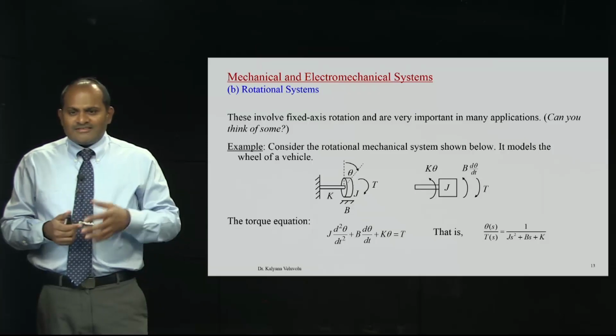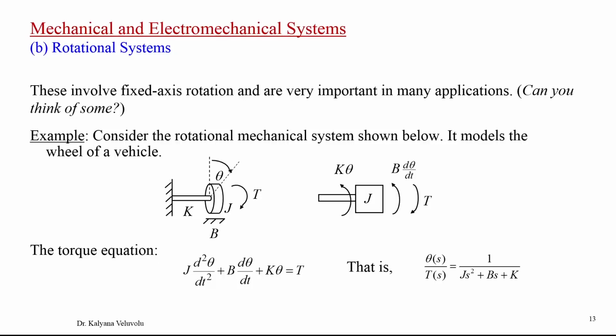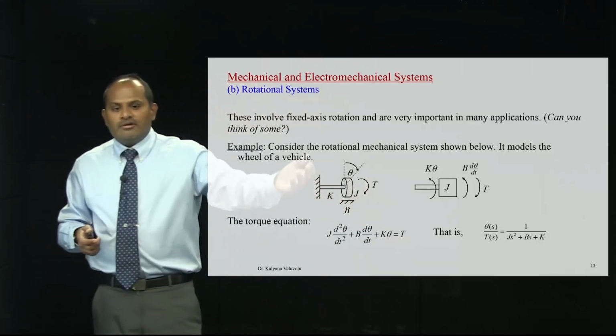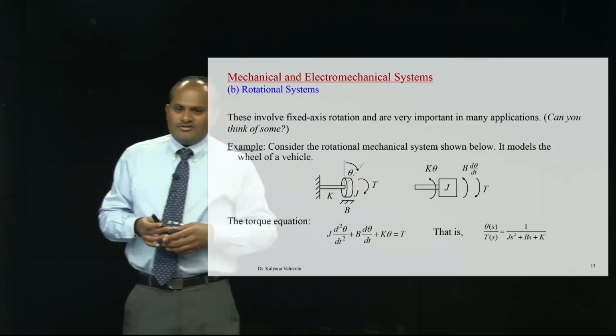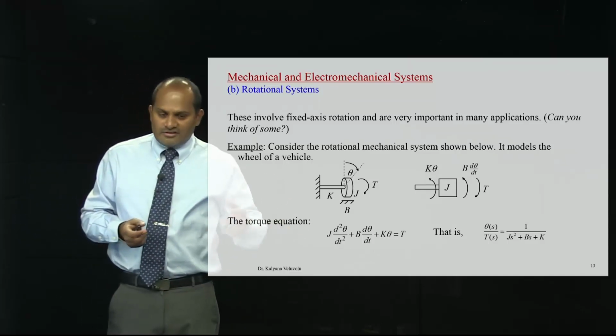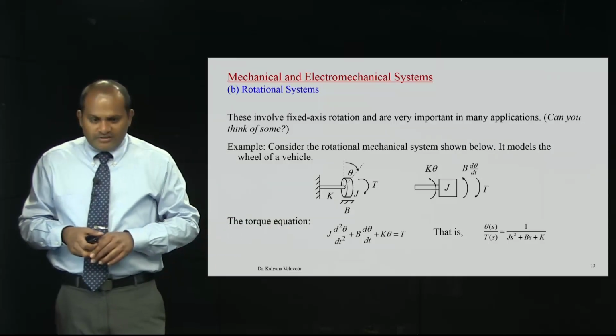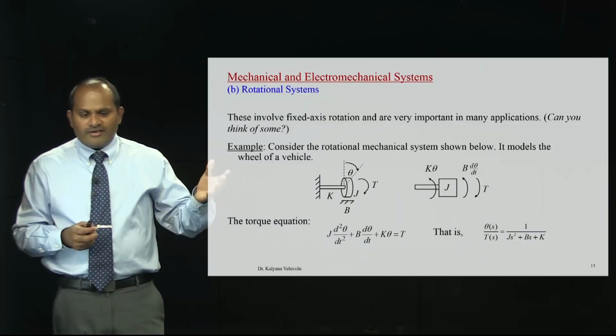So, let us have a look at a simple representation here. Consider the rotational mechanical system shown below. It can model an electric vehicle, any vehicle, the wheel of a vehicle. What we have here is the wheel that is connected to a fixed plane, and this actually moves. There is quite an analogy between mechanical and rotational systems. There are a few things here. I think if students really follow well, it can be very easy.